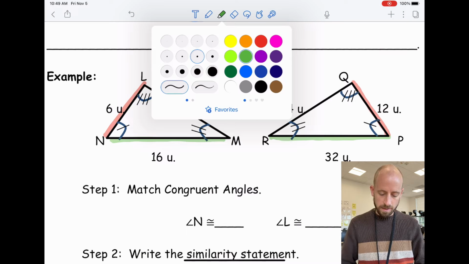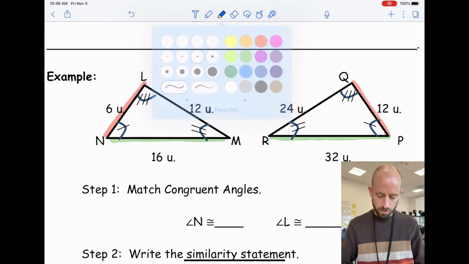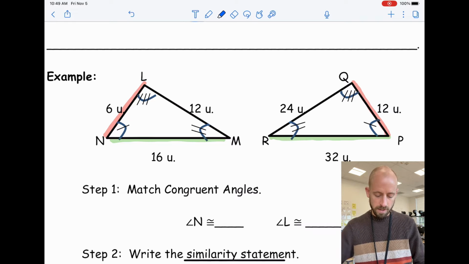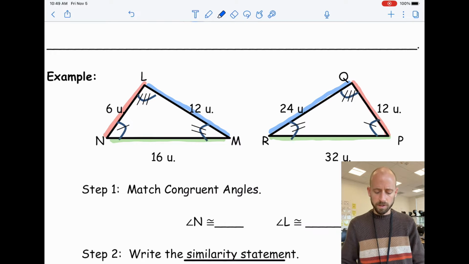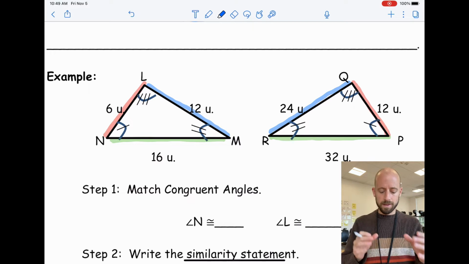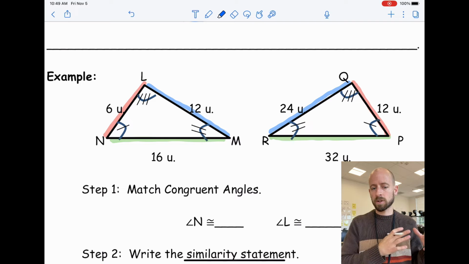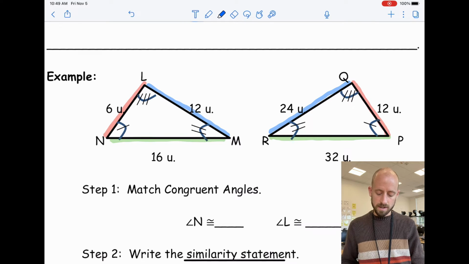Okay, and then that third side here, let's go with blue. That other third side, that medium side length for either one. So what I've done is I've just matched up the side lengths. I knew all the angles were congruent. What about the side lengths? What's going on there? All right, so the small side lengths were 6, 12, and 16, and the other one was 12, 24, and 32.